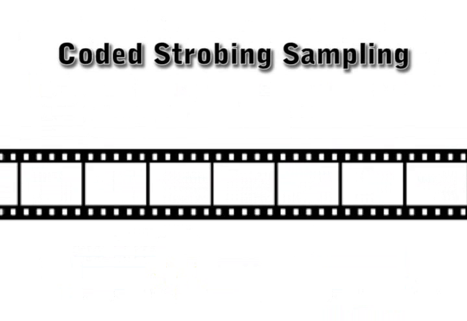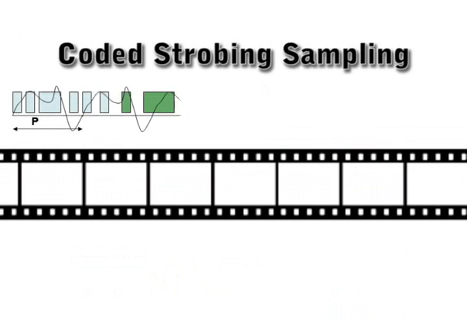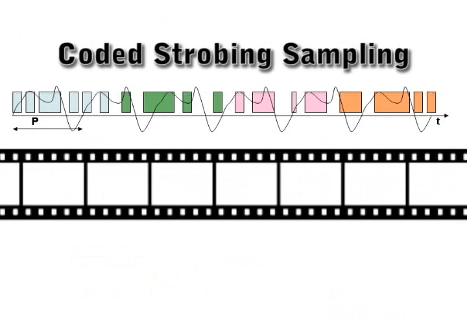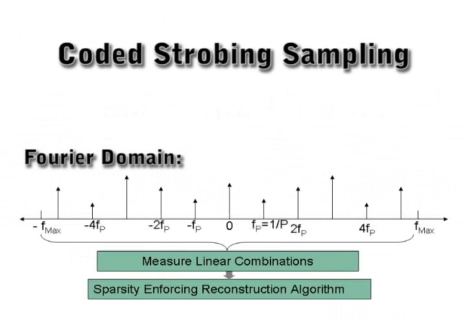In our approach, we measure linear combinations of the periodic signal by coding the exposure during each frame of a normal video camera recording. This allows us to take advantage of the sparsity of the signal in the Fourier domain during the reconstruction phase. In particular, we extend algorithms developed in the field of compressive sensing in order to reconstruct the sparse Fourier coefficients from the measured linear combinations. For further details, please refer to our paper.